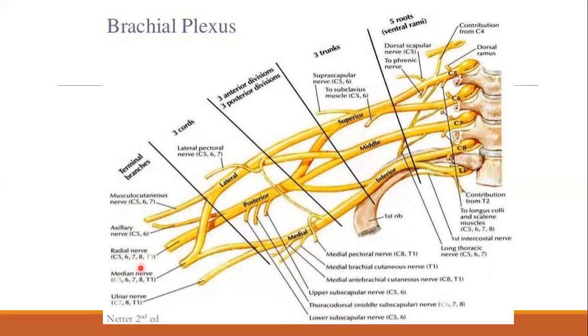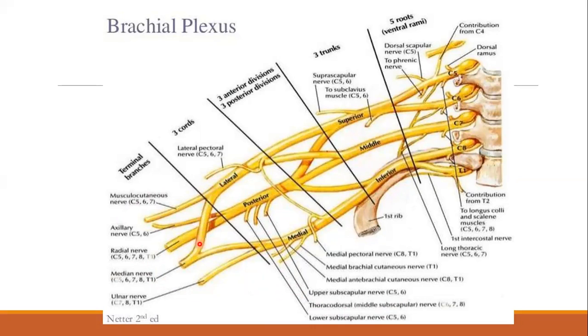And finally, looking at your 5 terminal branches, you have your musculocutaneous nerve coming off of your lateral cord. Coming off of your posterior cord, you have the axillary nerve branching off to go innervate deltoid and teres minor. And you also have the radial nerve to innervate all of those muscles in the posterior aspect of the upper limb.